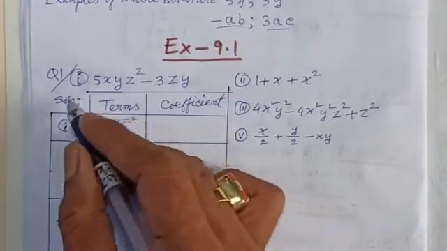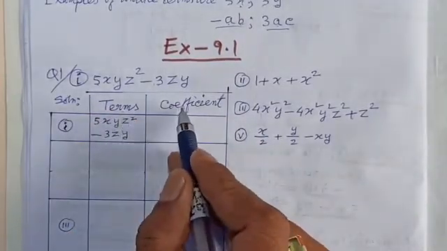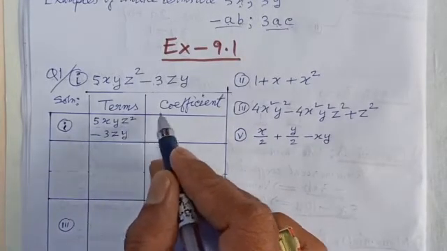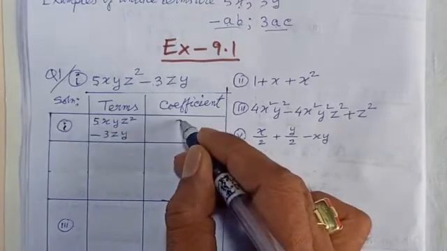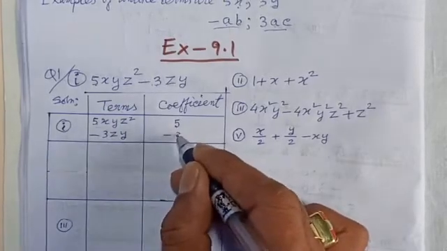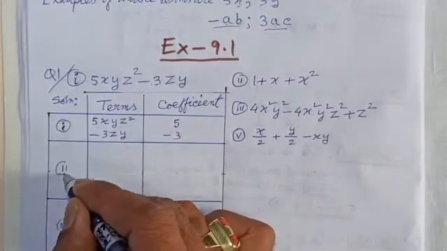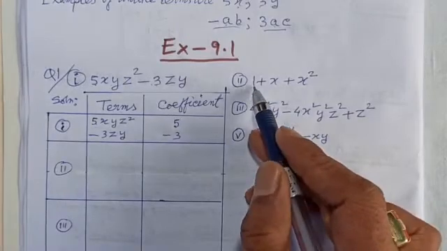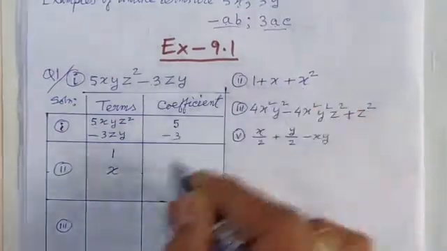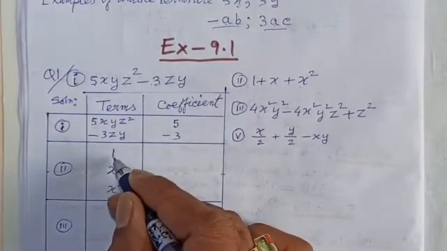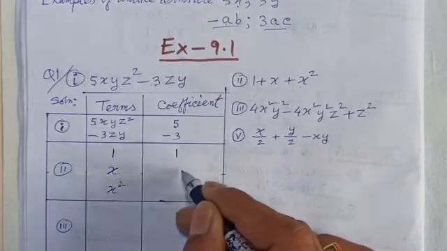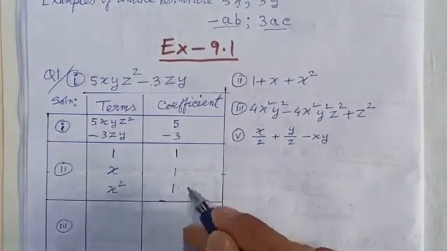So we have to make a table like this, then here term, here coefficient, here the question number. So in this term, the coefficient is 5, so we are going to write down 5. In the second term, the coefficient is minus 3. We have to take sign also, minus 3. Now Roman number 2. In this Roman number 2, first term is 1, second term is x, and the third term is x squared. Here the coefficient is again 1. Here the coefficient is 1, here coefficient is 1. We have to write down like this.